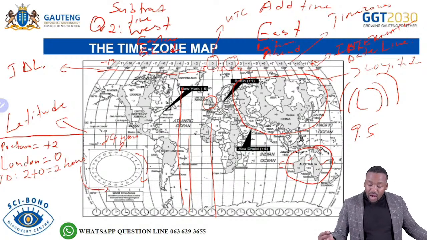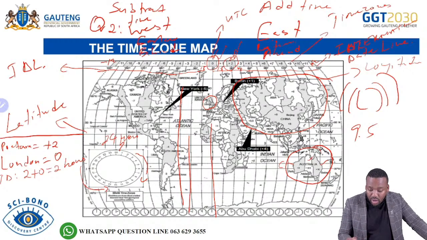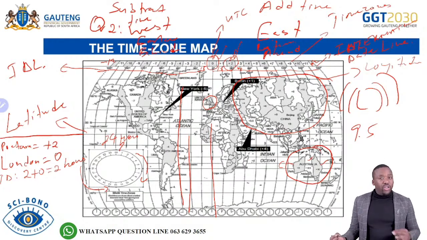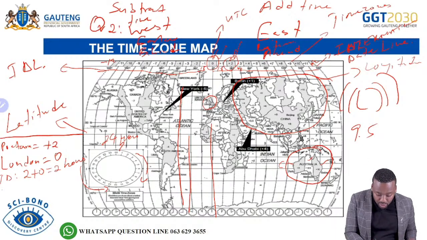To confirm your calculations, try. So we are on +2, then we need to move to 0. How many time zones? Here's the first one, 1. Don't calculate from here. So we are here, then we are moving here. Here's the first one, +1. Then number 2 is on 0. So it means we are 1, 2 hours. Have we answered the question? No. Where do we answer the question? In step 3. Then what do we want? The time in London.